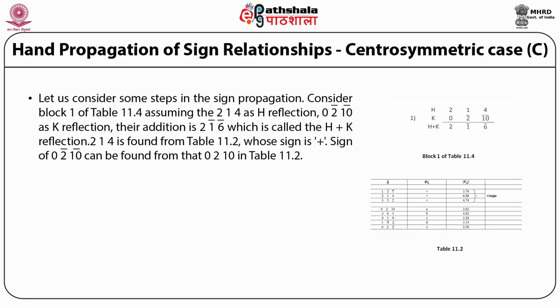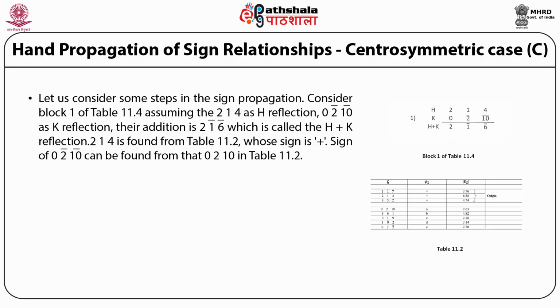Consider block 1, which I am showing on the right hand side. We have a reflection 2, 1, 4, which is considered as the capital H reflection, and another reflection 0, 2 bar, 10 bar as the K reflection. If we just add H plus K, what do we mean? If H is little h1, little k1, little l1, and K is little h2, little k2, little l2, then H plus K is simply little h1 plus little h2, comma, little k1 plus little k2, comma, little l1 plus little l2. This is just algebraic addition. So don't be confused: 10 bar means minus 10. That is why 4 plus minus 10 gives 6 bar, or minus 6. So that is H plus K.